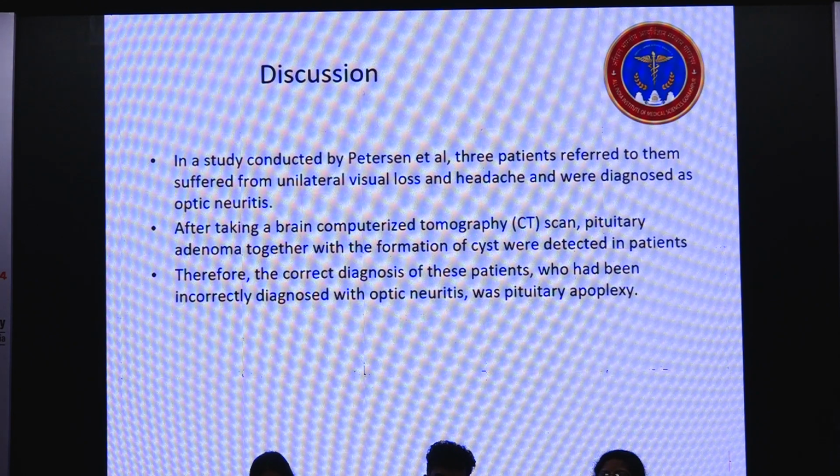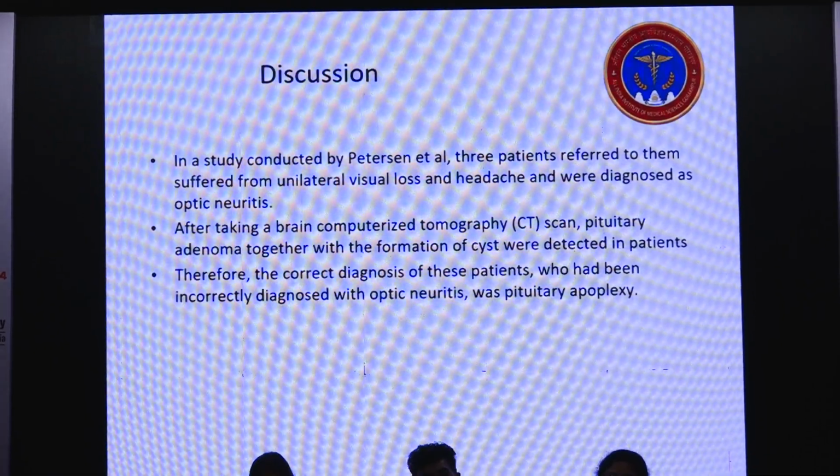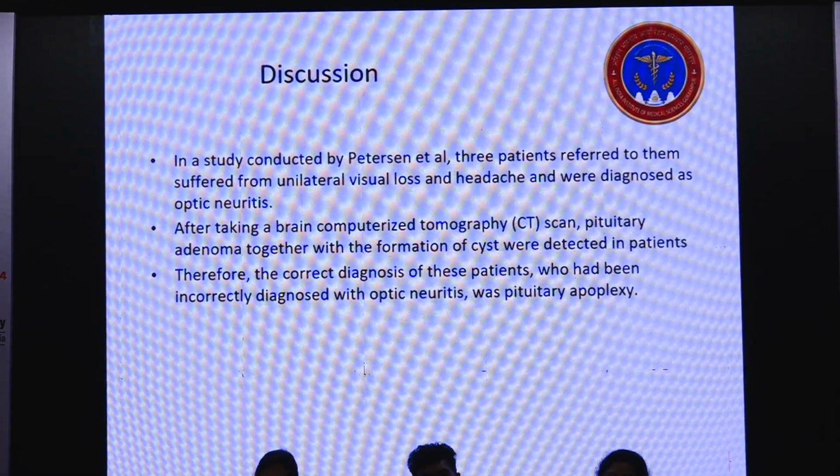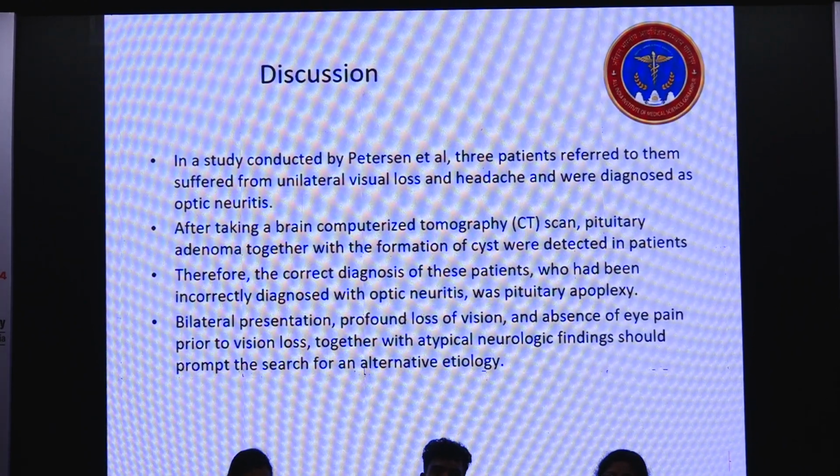Not only this case, earlier also there have been cases which were misdiagnosed as optic neuritis, as in a study conducted by Peterson et al. Three patients were misdiagnosed as optic neuritis. But after taking a brain CT, pituitary adenoma together with the formation of a cyst was detected in the patients. So the correct diagnosis, in those who had been incorrectly diagnosed as optic neuritis, was pituitary apoplexy. So if an optic neuritis patient presents with bilateral presentation, very profound loss of vision, absence of pain prior to vision loss, or atypical neurological findings, one should search for an alternative etiology.